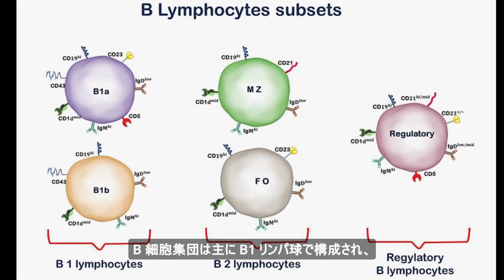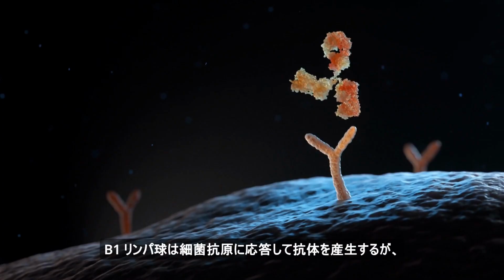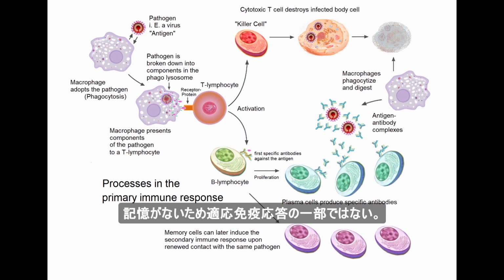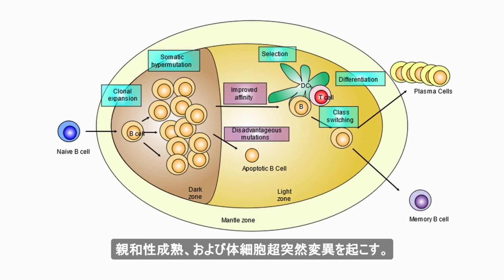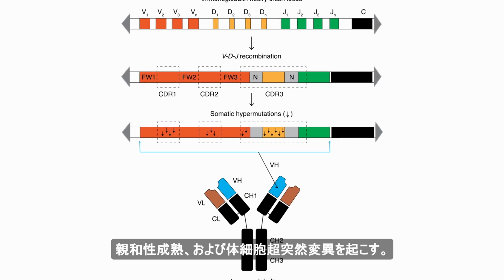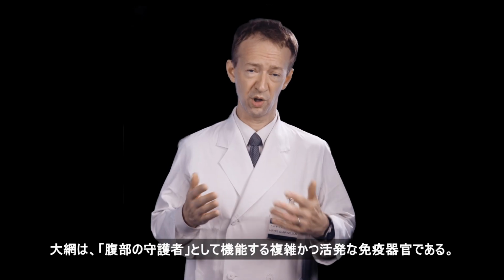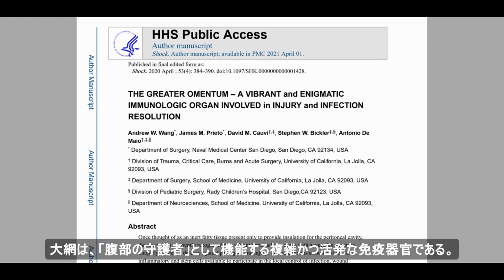The B cell population consists mainly of B1 lymphocytes, which respond to bacterial antigens and produce antibodies, but are not part of the adaptive immune response because they lack memory. As in lymph nodes and the spleen, Milky spot B cells undergo isotype switching, affinity maturation, and somatic hypermutation. The greater omentum is a complex and vibrant immunologic organ that acts as the guardian of the abdomen.